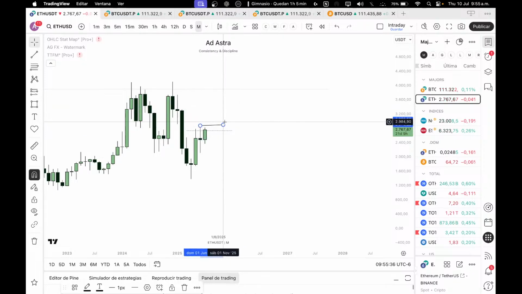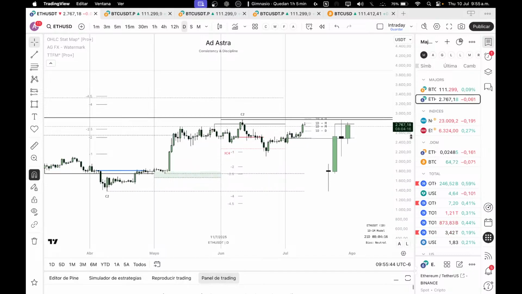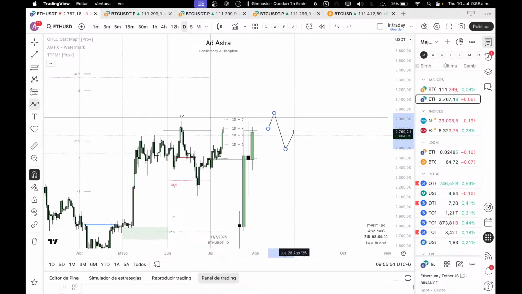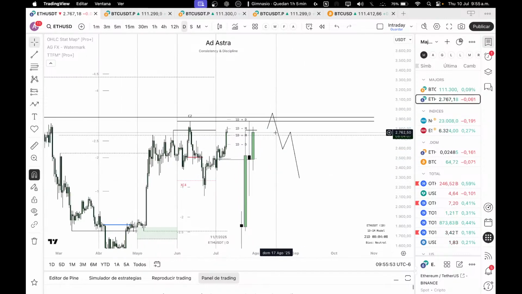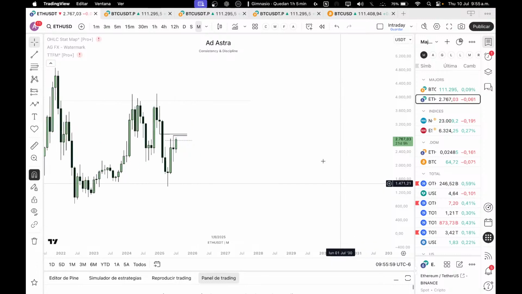Maybe look for a last short here, just considering like the monthly fulfill and like a 3 drive pattern, but only if I get like some daily shift. For example, something like this with daily. On this one, I'm not going to be looking for the H1. For this one, I need daily, because Ethereum is stronger than Bitcoin right now.